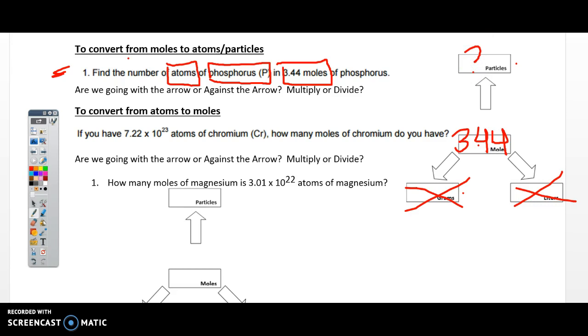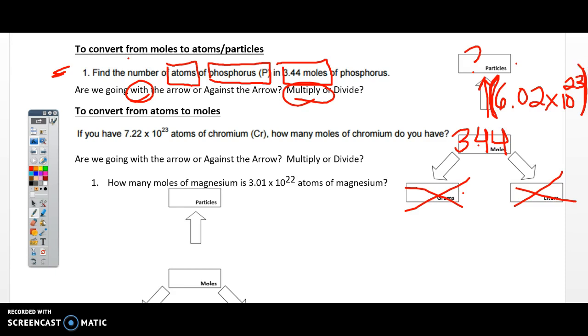And the next question is, where am I going? I'm going from moles to particles. Okay, so I'm going with the arrow, and I'm going to multiply. What number am I going to multiply by? In your mole map, you have your Avogadro's number, your mole number here. So you're going to multiply these two numbers. Don't forget to put this in parentheses when you put it in your calculator.